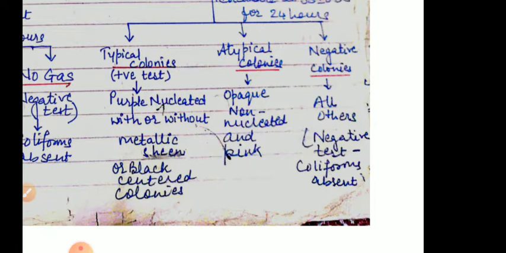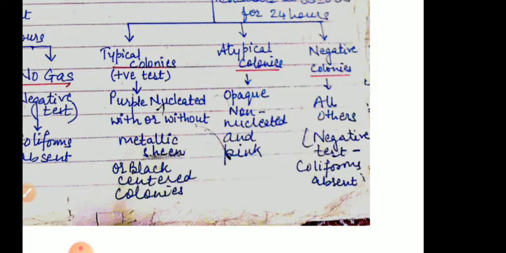Now, whether it is EMB agar or Endo agar, three different types of colonies can be obtained. Number one, typical colonies produced by fecal coliforms, that is E. coli. Number two, atypical colonies produced by non-fecal coliforms. And number three, negative colonies.